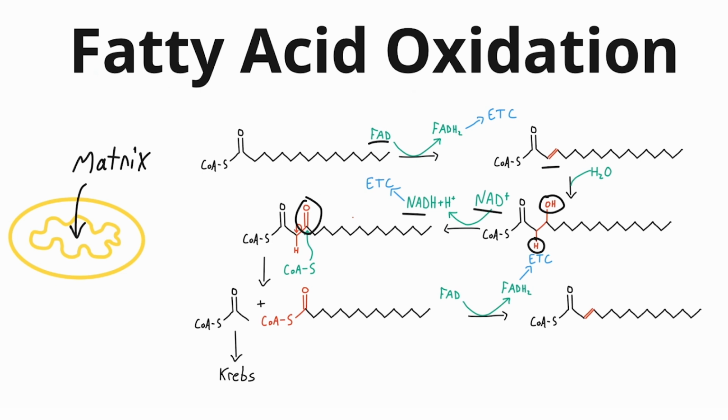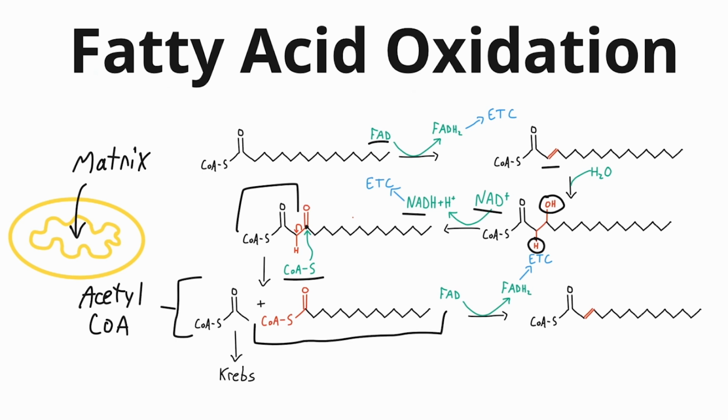For our last step, I'm going to erase that circle so we can see what happens a little bit easier. We have a coenzyme A molecule that comes in and attacks this carbonyl carbon, which kicks off everything to the left of that carbon. And that chunk that gets kicked off is a molecule of acetyl coenzyme A, which then goes straight into the Krebs cycle. The last thing that you want to notice is that our resulting molecule after that acetyl coenzyme A has been kicked off looks exactly like the molecule that we started with, but it's just 2 carbons shorter.